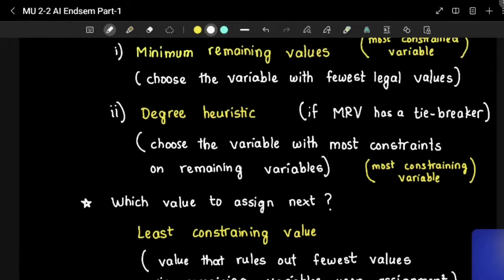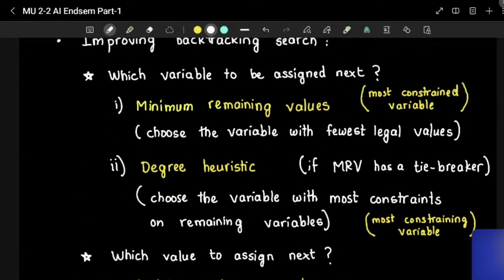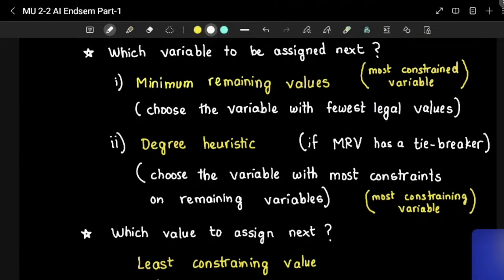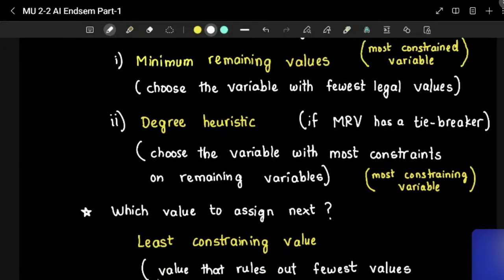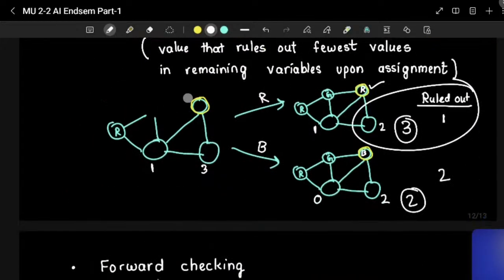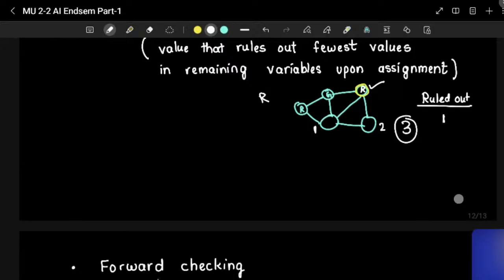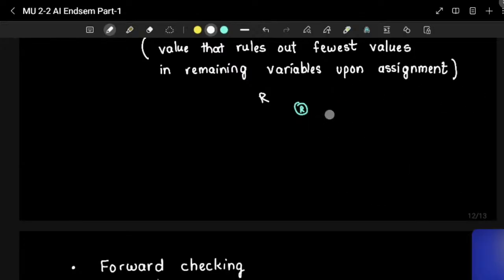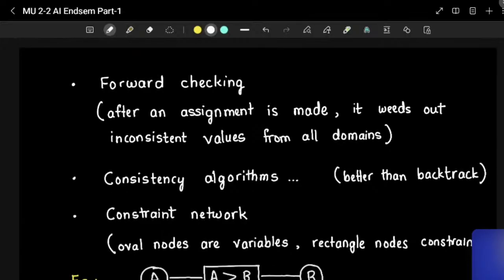Because there were PPTs where half the content was just search algorithms. I spent time here because you will be using backtracking, I think. Fine. Forward checking.